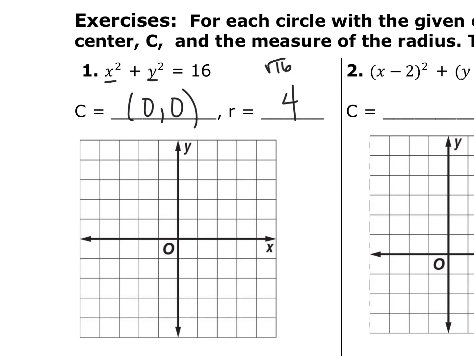So I plot my circle at 0, 0 as the center, and I'm going 1, 2, 3, 4, marking a few radius points here. Remember, it's not a straight line to each one of these points. I'm going to curve it around, try to make a nice circle. All right, let's look at the next one.